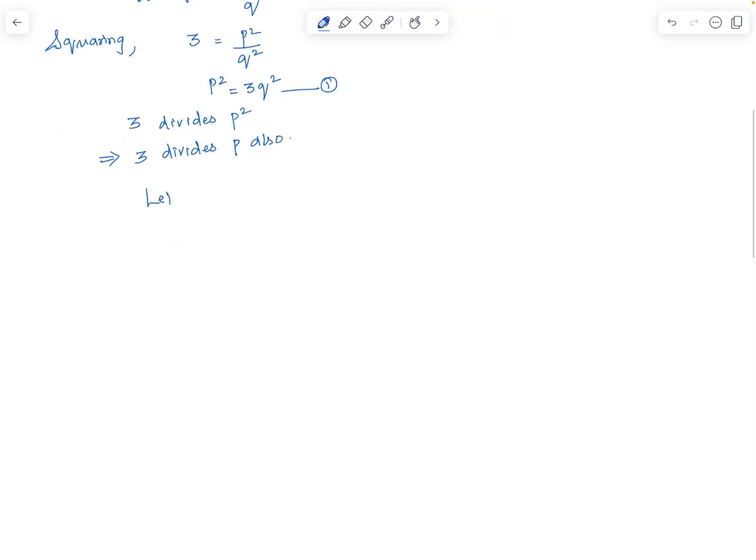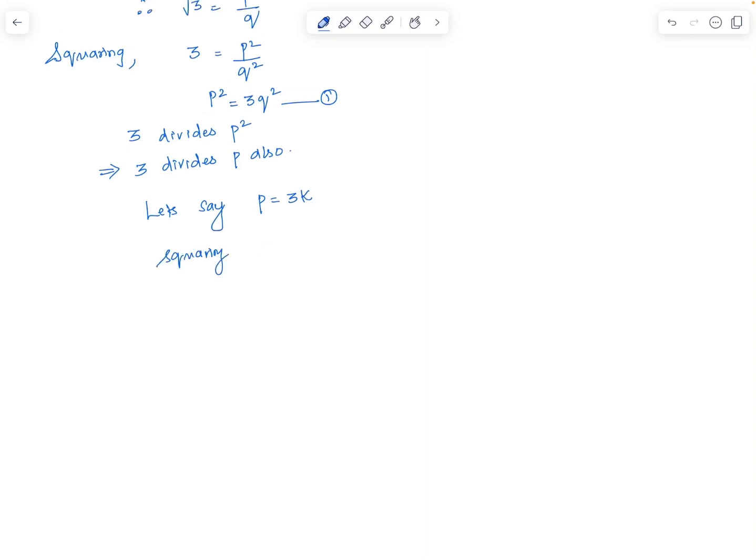In that case, let's say P is 3 times K. Squaring this, we get P square is equal to 3K the whole square, which is 9K square. Let this be equation 2. Substituting 2 in 1, we get 3Q square is equal to 9K square. That is, Q square is equal to 3K square.